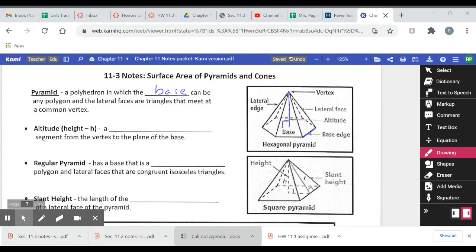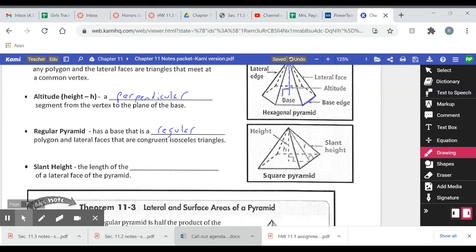So the altitude, another word for that is the height, or H, is a perpendicular segment from the vertex to the plane of the base. A regular pyramid has a base that is a regular polygon and lateral faces that are congruent isosceles triangles. So we'll have that at times.